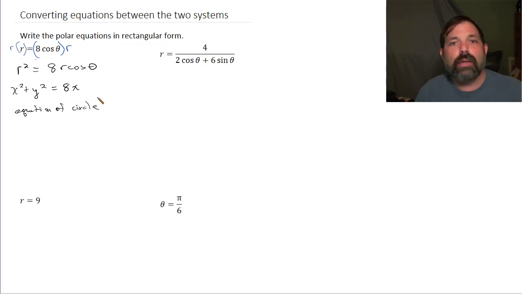And in pre-calculus, we learn how to write that equation of a circle in a standard form. And so what that means then is that original equation, r equals 8 cosine theta, that must also be the equation of a circle.